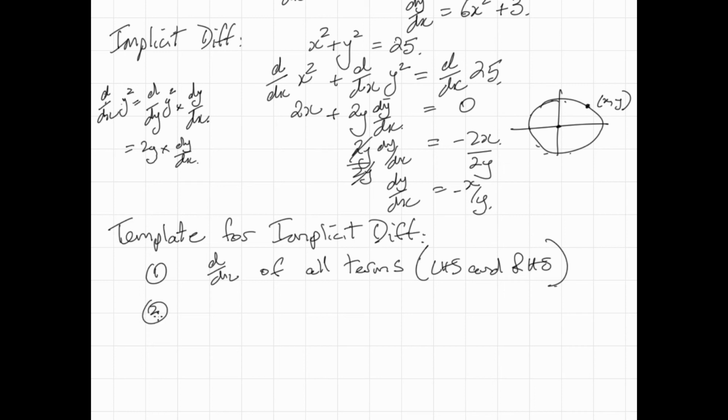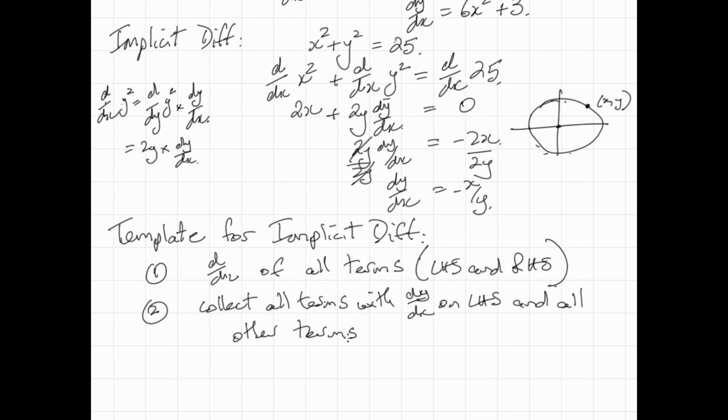Number 2, collect all terms with dy dx on the left hand side and all other terms on the right hand side. So basically up here we've found d dx of all terms, and then all the terms with dy dx, which is simply just that one, we've kept on that side, and we've taken the 2x over to the other side.